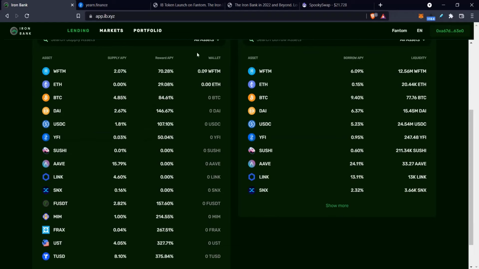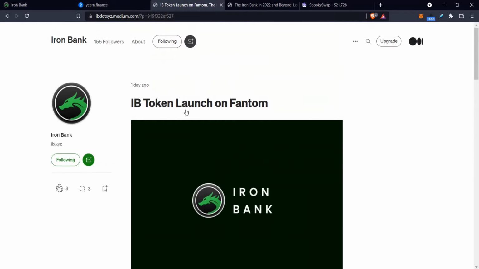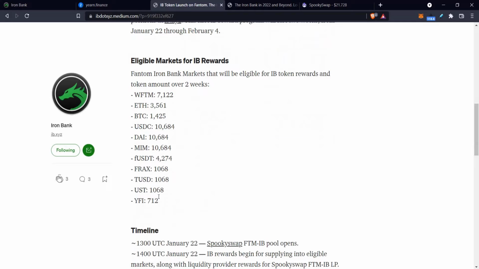Now there's a full article here on Medium by Iron Bank, and it goes through how many tokens it's going to give per supply. This is how many tokens are going to be given to this over the next 2 weeks. So you have 2 weeks to put your tokens in here and get these IB token rewards.